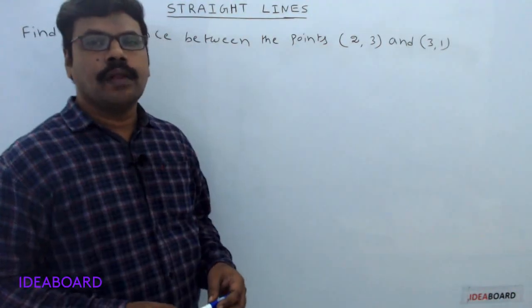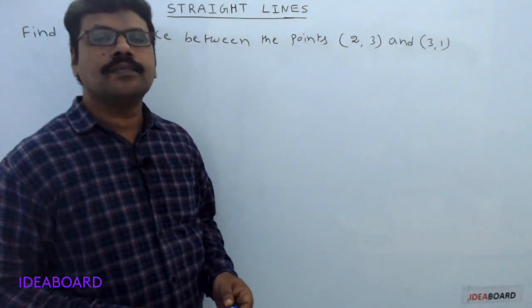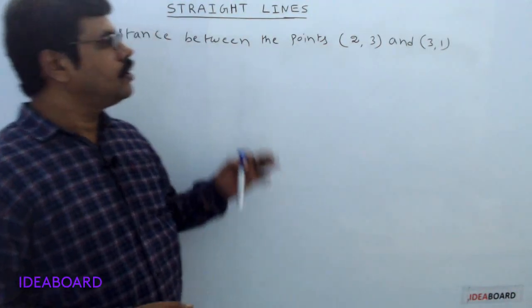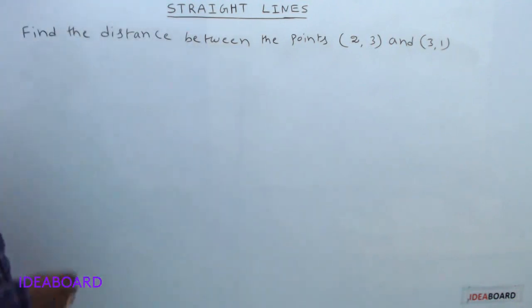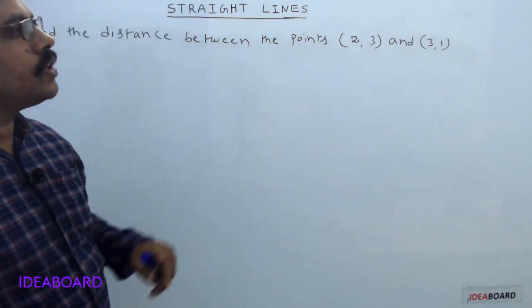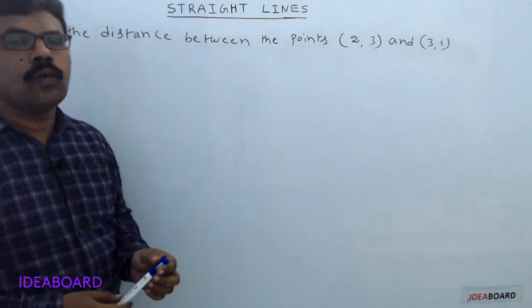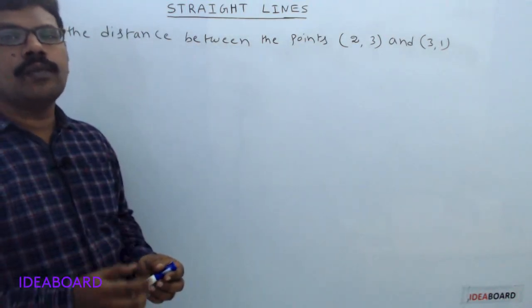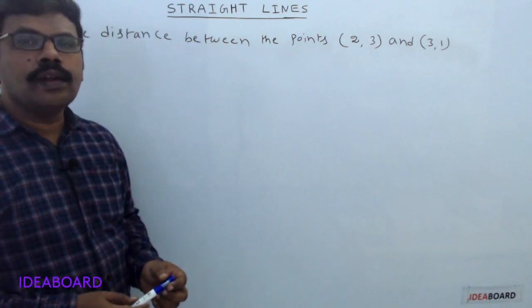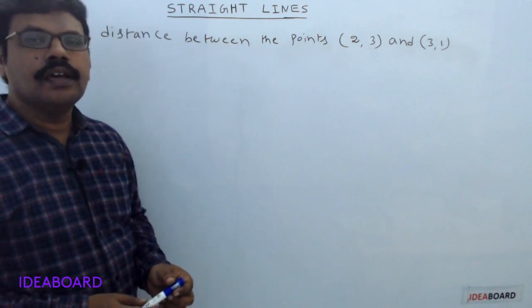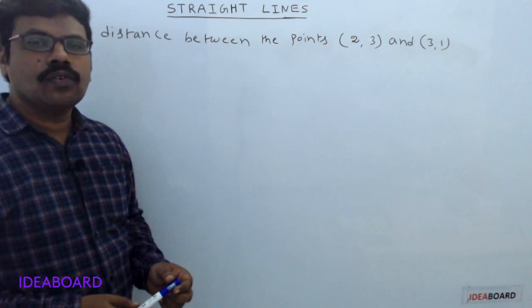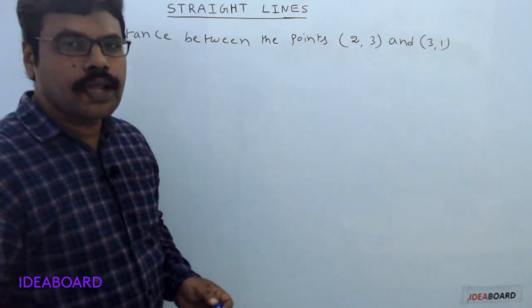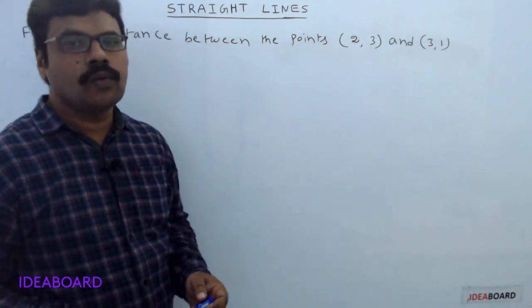Now let's see some problems related to the distance between 2 points formula. What is the given problem? Find the distance between the points (2, 3) and (3, 1). What is the formula for the distance between 2 points? It is the square root of (x2 minus x1) whole square plus (y2 minus y1) whole square.